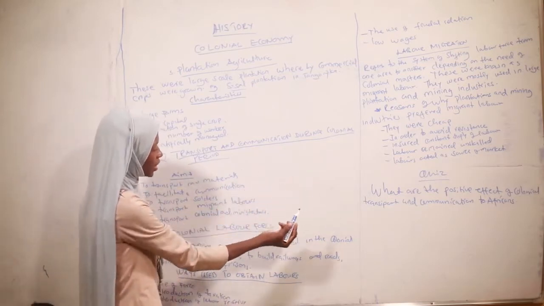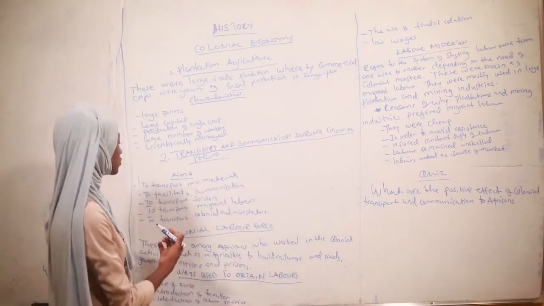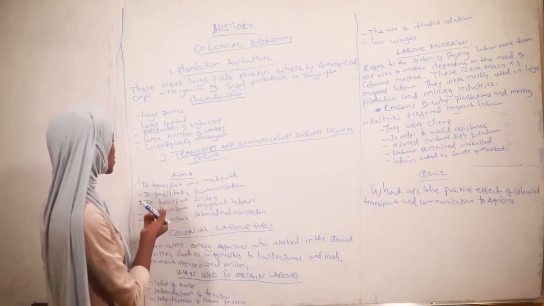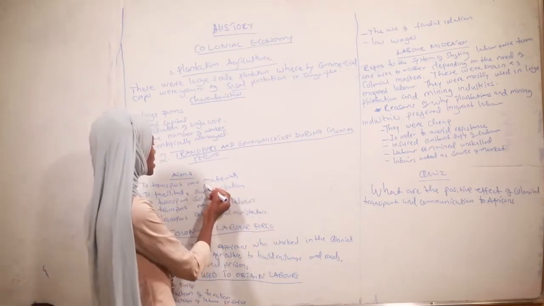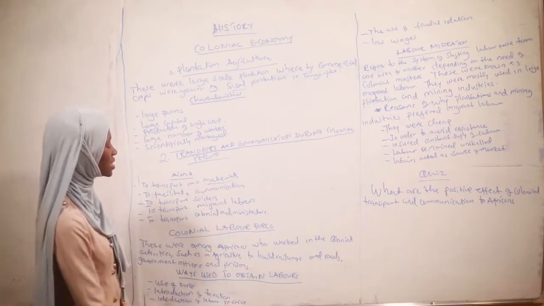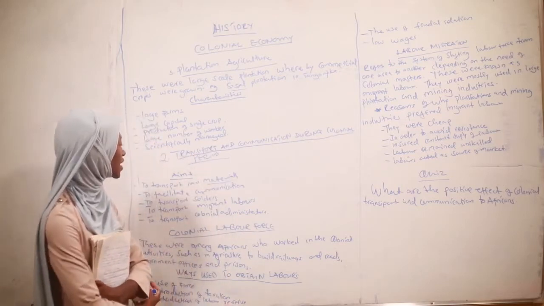railways or roads, to make it easier for them to transport the raw materials, so that they could feed their industries in their metropolitan countries.